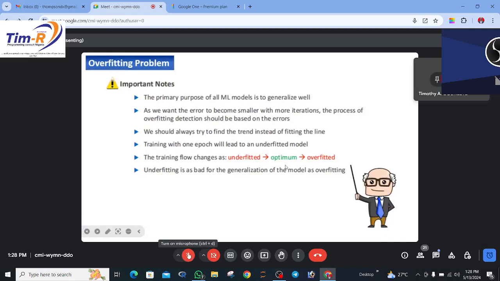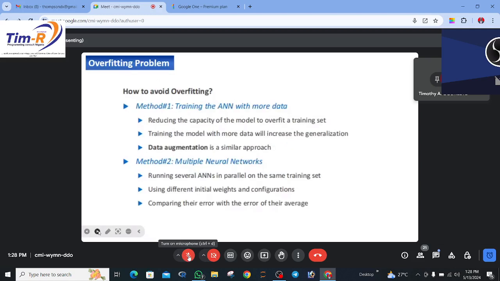So how to avoid overfitting? I think I still have time. We have method one, which is training the artificial neural network with more data. That's number one. We need to capture the essence of the purpose of what we are trying to do, which means more data is needed.